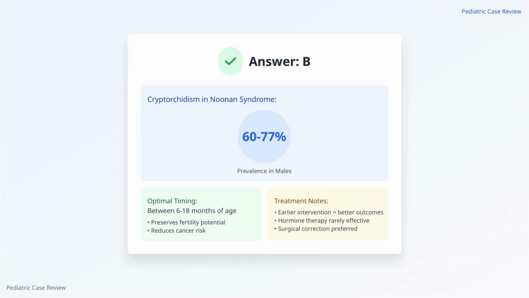Cryptorchidism affects 60 to 77% of males with Noonan syndrome. Orchiopexy is recommended between 6 and 18 months of age to optimize fertility potential and reduce testicular cancer risk. Earlier surgical intervention yields better outcomes than delayed surgery. Hormone therapy is rarely effective in this population.